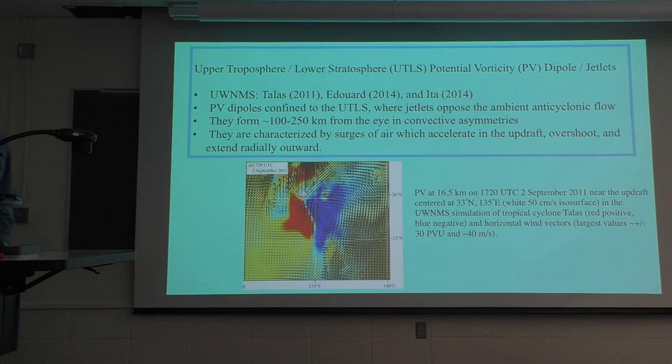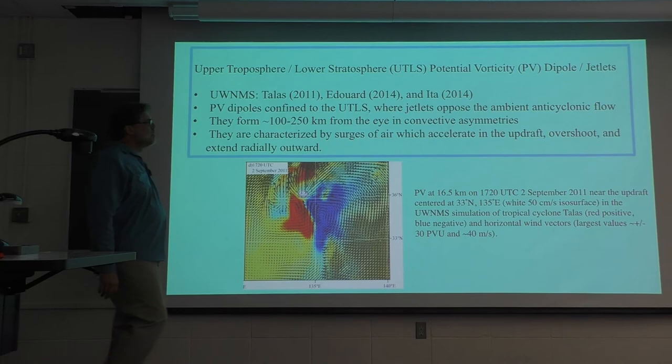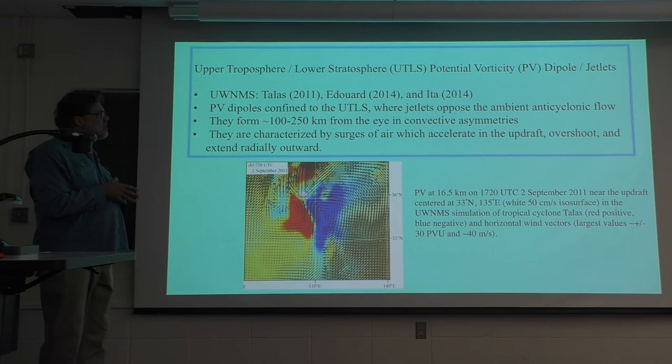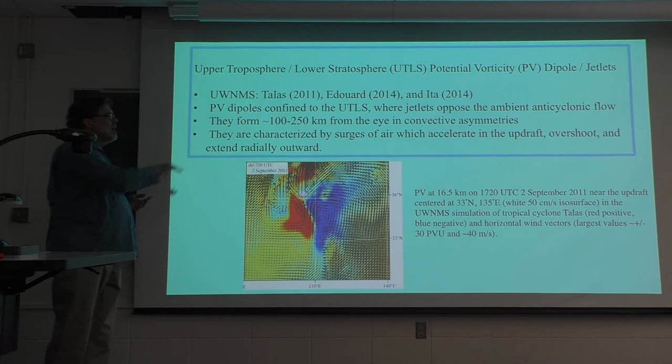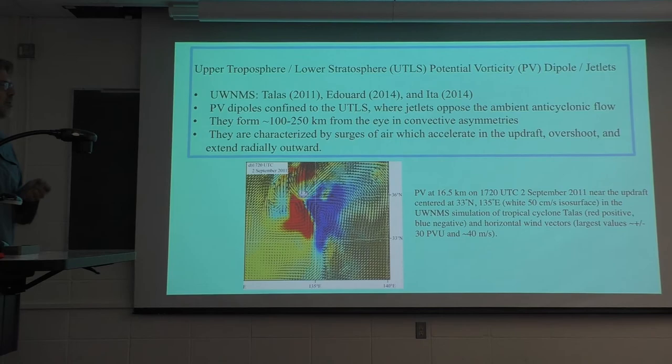They form about 100 to 250 kilometers from the eye, and we call these just convective asymmetries in general. And they're characterized by really interesting signatures, surges of air. They accelerate in the boundary layer, accelerate further in the updraft, they overshoot and then extend radially outward and often join with the subtropical westerly jet. So these things are three-dimensional conduits for chemicals and momentum transport right into the stratosphere.